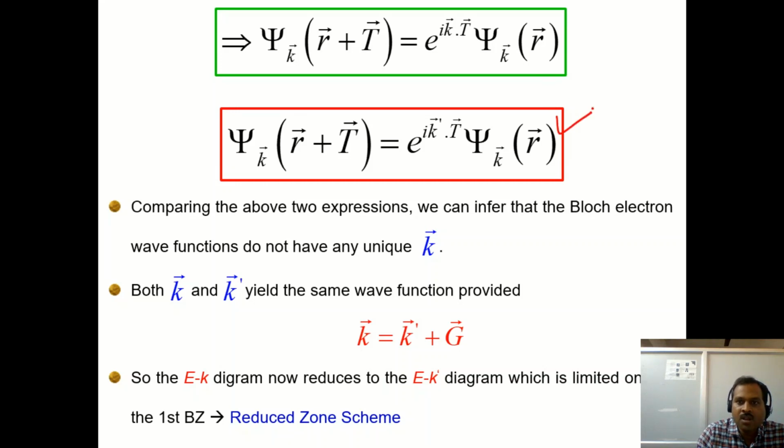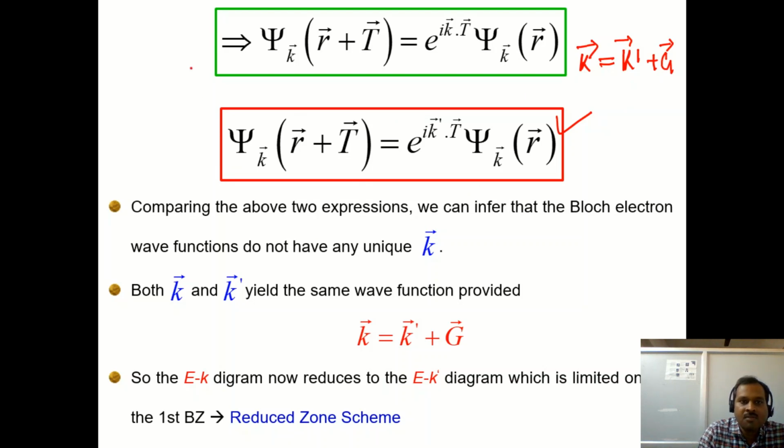Now when we restrict the wave function inside the first Brillouin zone with the relation k equal to k prime plus G, then we are getting the same kind of Bloch function, e to the power i k prime dot r, here e to the power i k dot r. So there is no unique k for a given Bloch function.